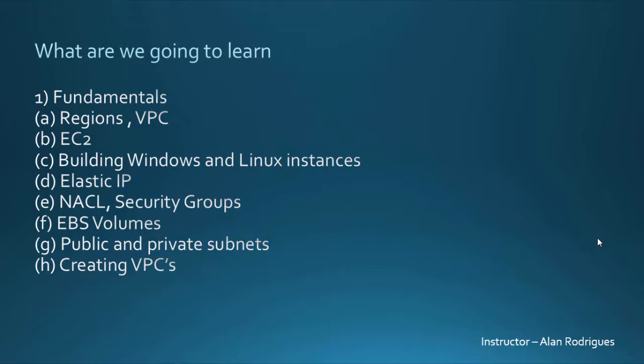We look at the security available in AWS via the NACL, that's the Network Access Control List, and the security groups. We look at how to create EBS volumes. We look at public and private subnets. And finally, we look at how to create VPCs. This is part of my fundamentals section.